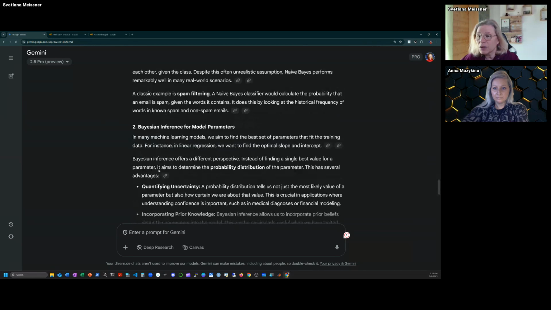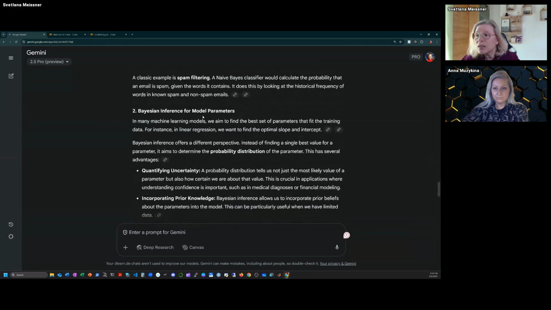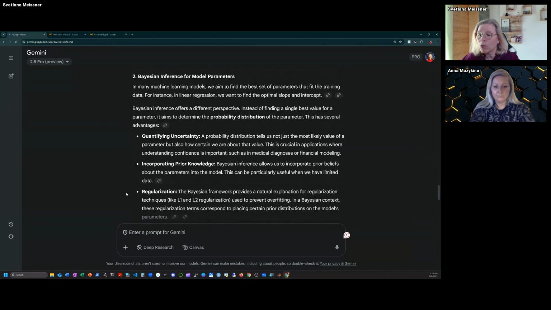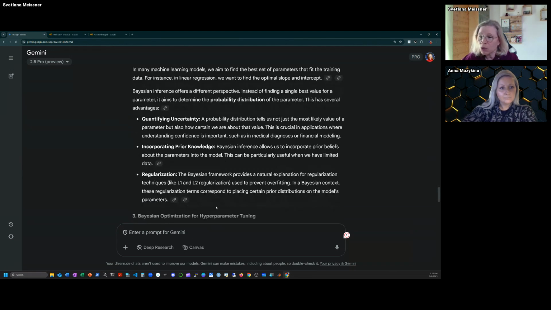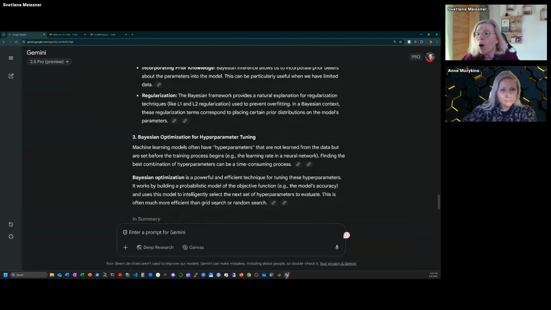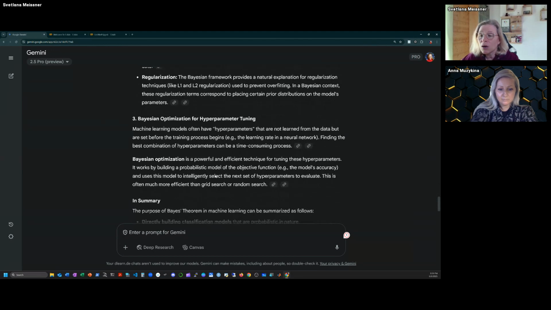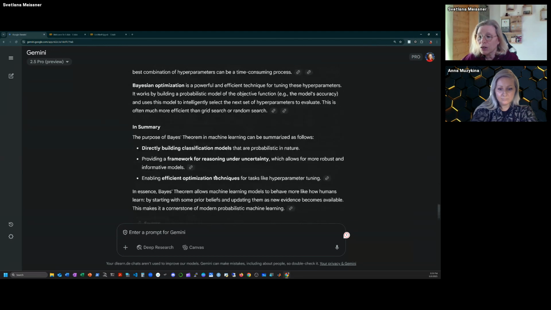And the second, example Bayes inference in model parameters. So here, possibilities of quantifying uncertainty and regularizations. And okay, here's a Bayesian optimization for hyperparameter tuning. Very interesting. And so, summary.